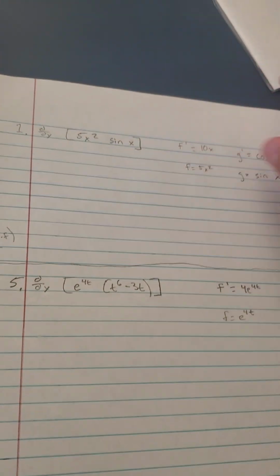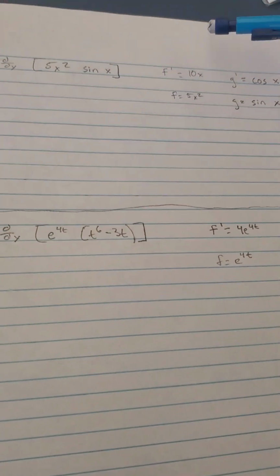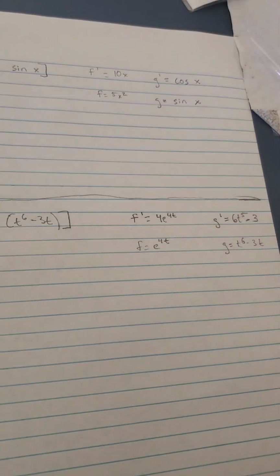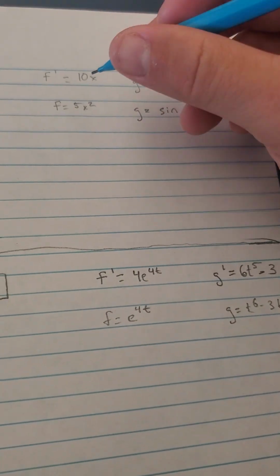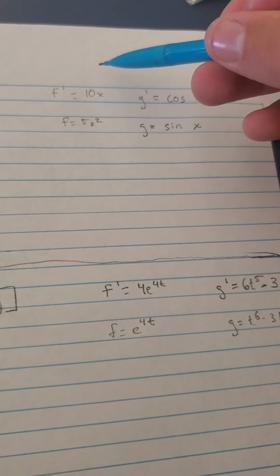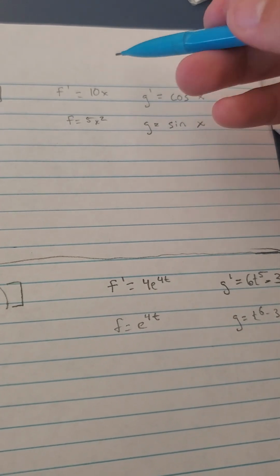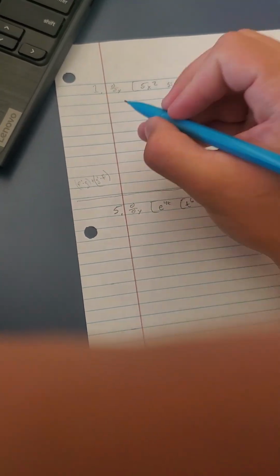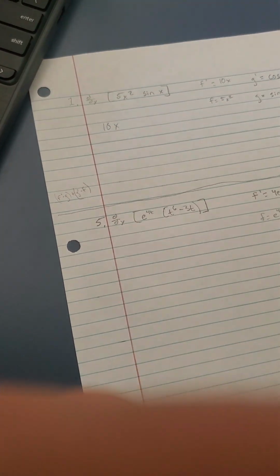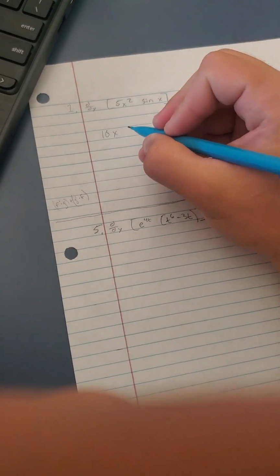Okay, but on to problem number 1. So we have the derivative of 5x squared times sine of x, and we know this is going to be a product rule, which is f prime times g plus g prime times f. And I'd go ahead and write out the derivatives of each thing. Right here we have f prime, f, g prime, g. So we will start off by doing f prime times g, which is 10x times sine of x.